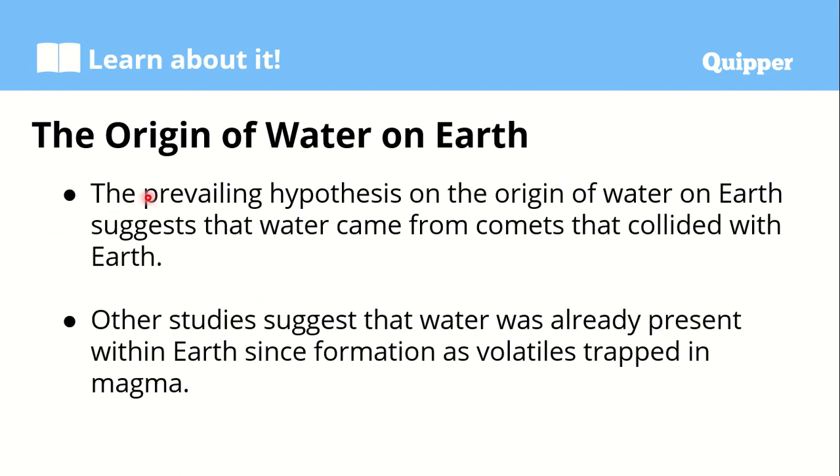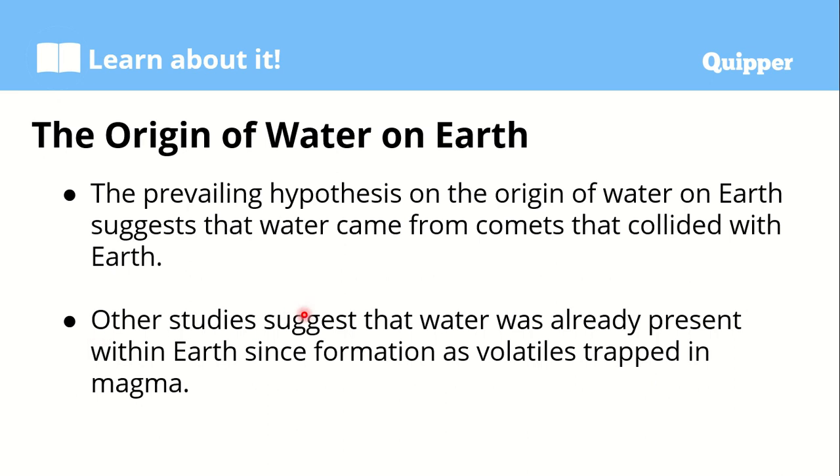Alright, so the origin of water. The prevailing hypothesis on the origin of water on Earth suggests that water came from comets that collided with Earth. So it was believed class nga water does not come naturally on the Earth's surface. Instead, it came from the outer space in the form of comets that hit the surface of the Earth.